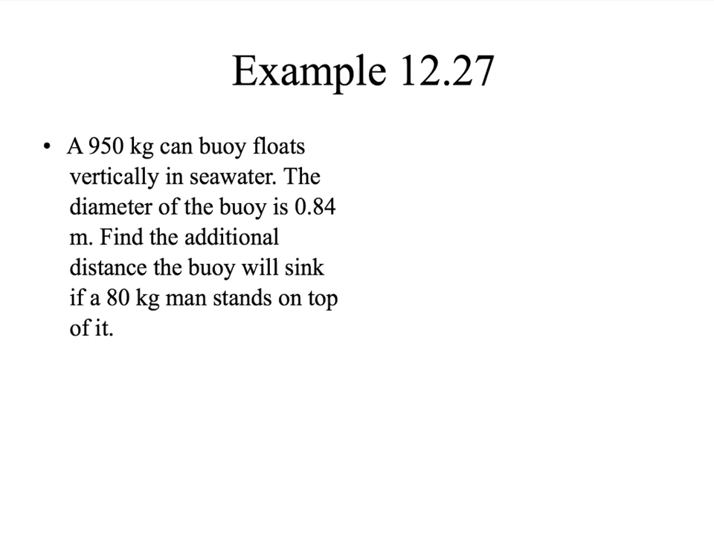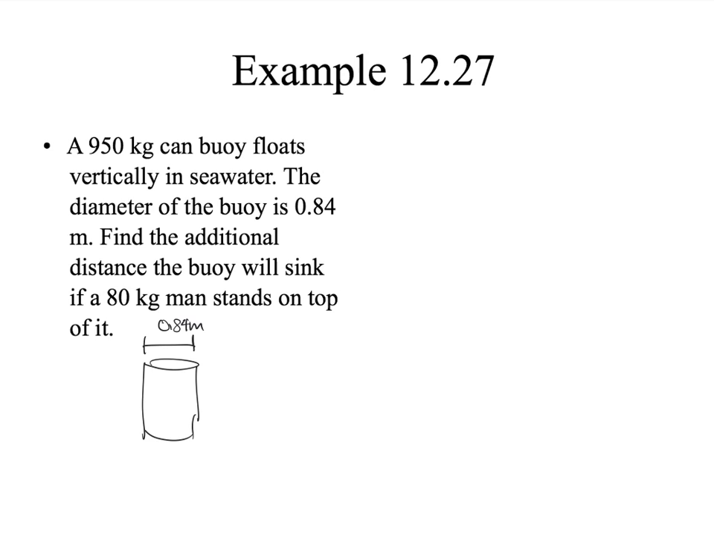So we have a 950 kilogram buoy that's floating vertically in seawater. So the idea is that this buoy basically looks like a cylinder and has a mass of 950 kilograms. The diameter of the buoy is 0.84 meters, and what we want to know is the additional distance the buoy will sink if an 80-kilogram man stands on top of it.